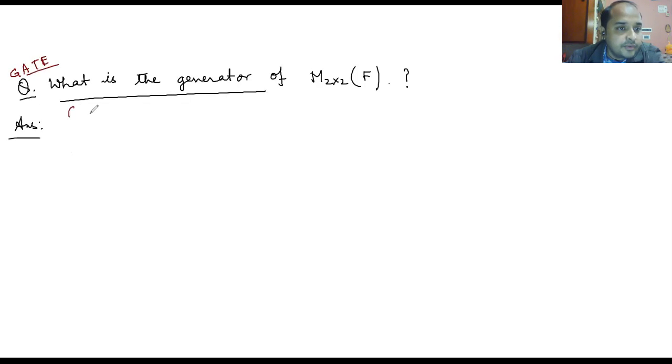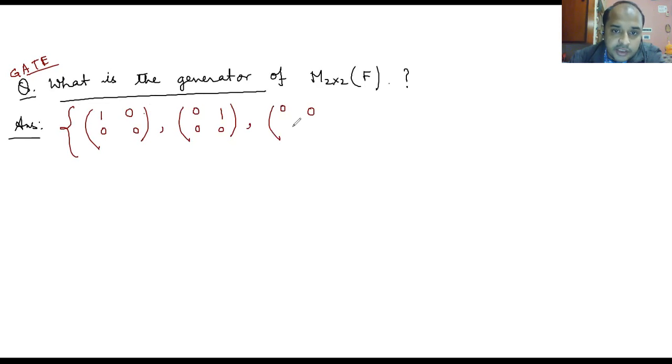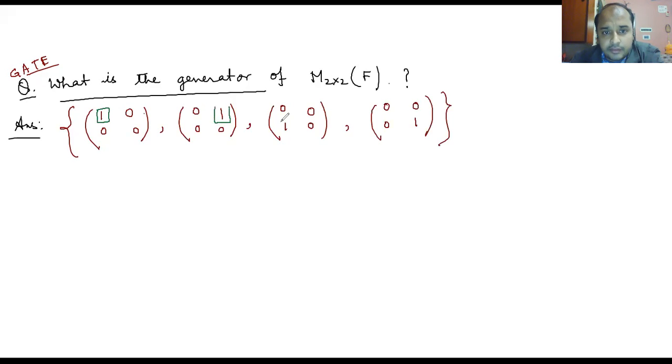So the answer is 1, 0, 0, 0, 0, 1, 0, 0, 0, 0, 1, 0, and 0, 0, 0, 1. That is the generator of all 2 by 2 matrices defined on a field. Okay, so you have to remember this set also. And this is very easy to remember. Suppose you see the element 1; actually, if you think that it's very difficult to remember, you see the movement of 1.